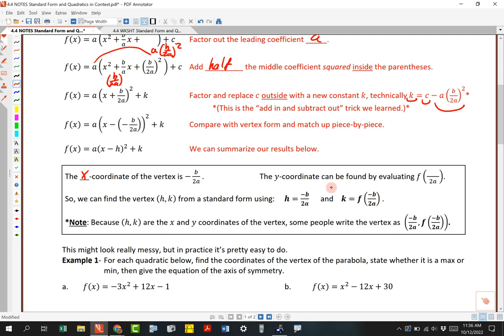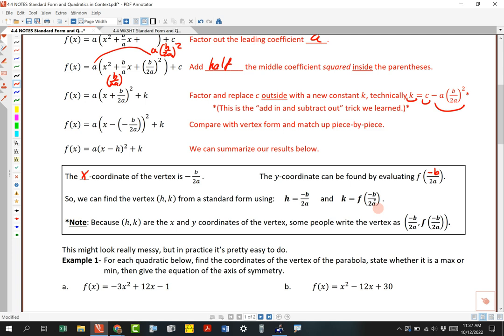And I could find the y-coordinate. Think about this. If I know an x-coordinate, I can always find a y-coordinate by plugging it in. So if I take the function and I plug in negative b over 2a, that will tell me what the y-coordinate is. So if it's in standard form, I can actually find the vertex by doing this. The h part of the vertex, the x-coordinate, is going to be negative b over 2a. The y-coordinate of the vertex can be found by taking that x value and plugging it in.